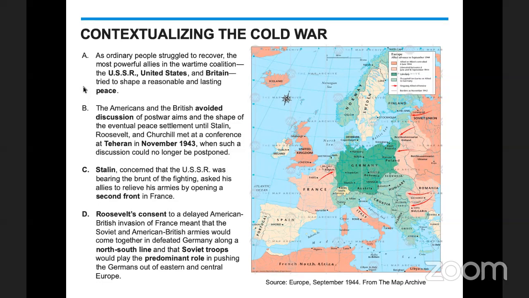Stalin, again in 1943, is very concerned that the Soviet Union is bearing all the brunt of fighting in Europe, and asks the Allies to relieve his armies by opening a second front in France. Roosevelt will consent. Churchill did not want to do this. Roosevelt will consent to a delayed American and British invasion of France, and it would mean that the Soviet and American-British armies would come together in defeated Germany along a north-south line, and that Soviet troops would play the predominant role in pushing the Germans out of the east and central, as you can see on the map, and British and American forces would be coming from the west.